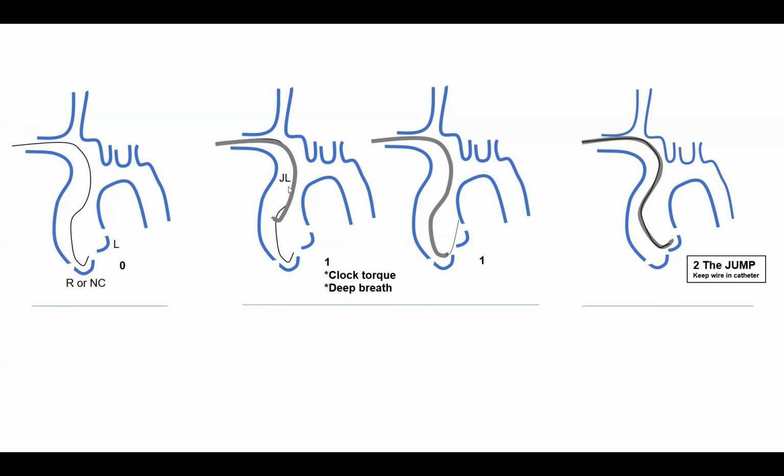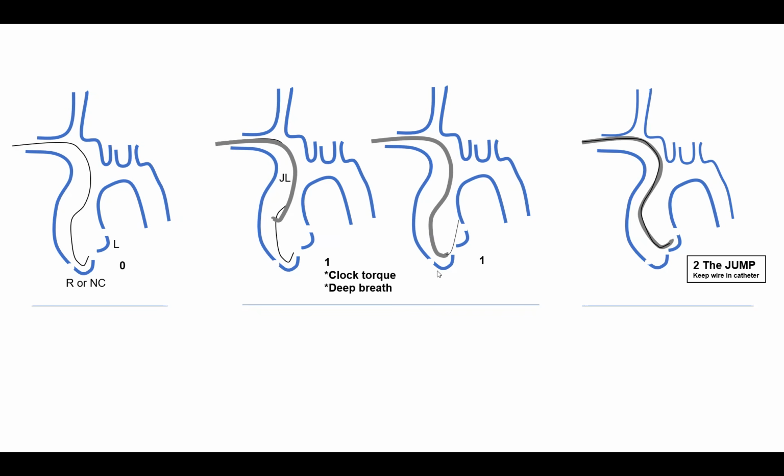You have to torque it, typically clockwise torque, to make it point to the left, and if needed, a deep breath, which will elongate and straighten that angle. So there is finesse in pushing that Judkins. I often see fellows just shoving it in, and then the whole system prolapses out. So you advance while torquing, slightly clockwise. Less than 90, probably less than 45 degrees. And you get it down.